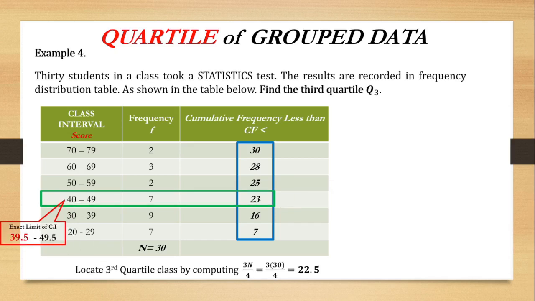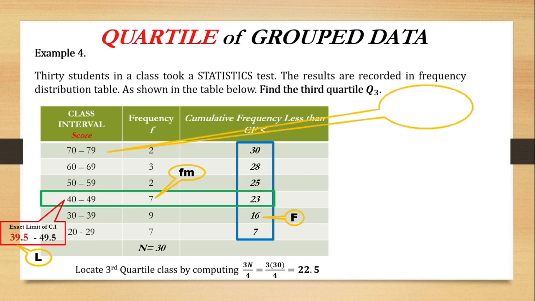Then after, we have to identify the values of L. Our L will be the lower class boundary of the quartile class. So our L will be 39.5. Our Fm, that is the frequency of the quartile class, is 7. And the cumulative frequency less than, or the frequency below the quartile class, is 16, that is our uppercase F.